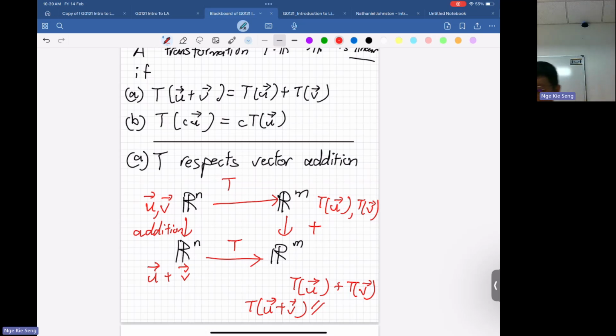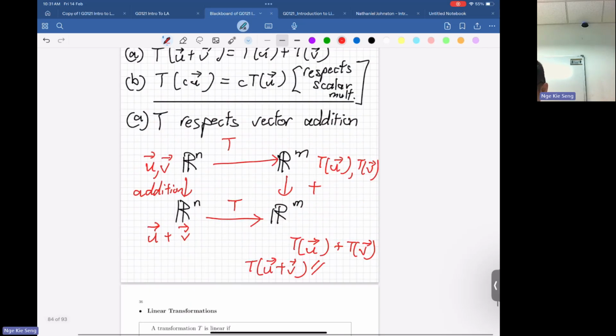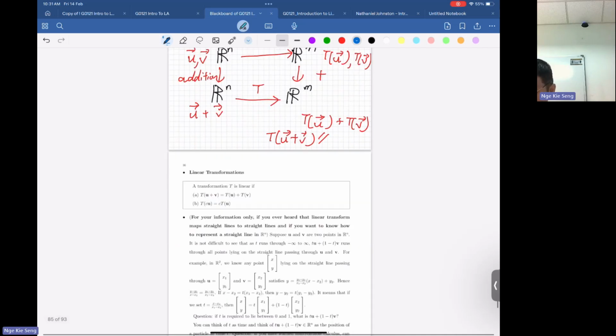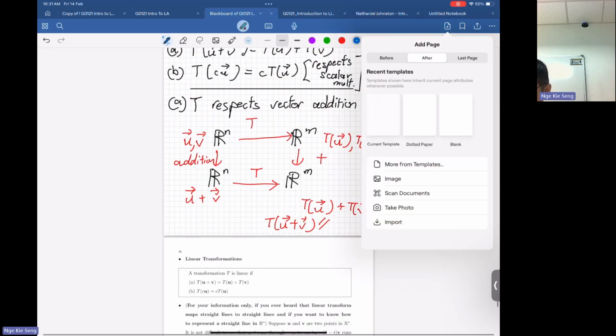Similarly, you can do it for cu here. We will say that T(cu) equals cT(u). We call it respecting scalar multiplication, so T respects scalar multiplication. This is also two ways to get to your codomain. Should I do it on the same picture, or maybe on another picture? Let's do it on the other picture.